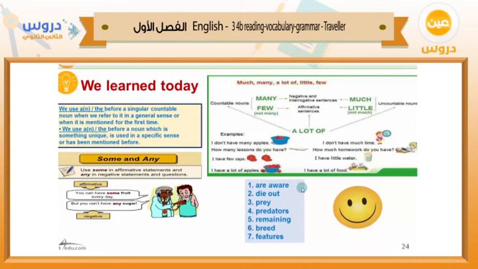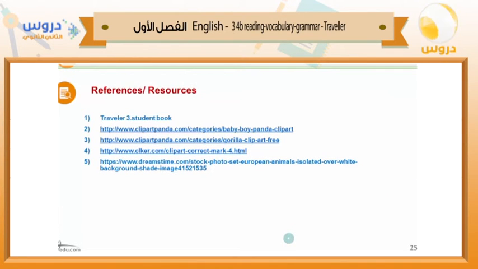Aware, or are aware, it means they know. Die out, extinct. Prey, animals that run after their prey to kill them and eat them. Predators, animals like tigers who kill their prey and eat them. Remaining, it means something still exists. And breed, to have babies. And features, to display something. Actually, features has too many meanings in a dictionary, and I always advise you to go to the dictionary and check their meanings. These were the references and the resources for you to try out for extra work.